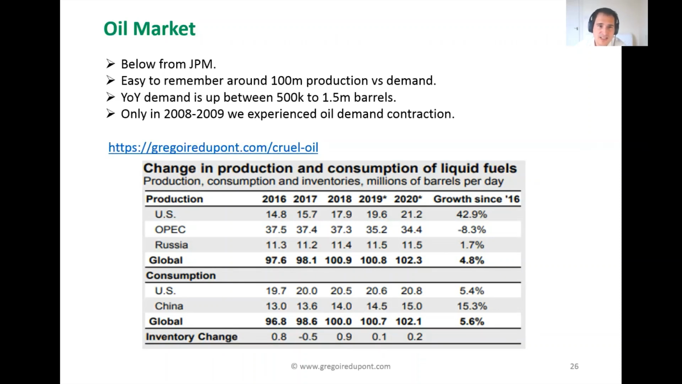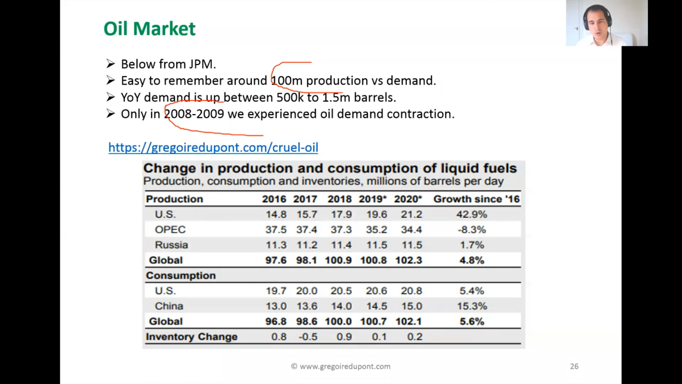I did, I think at the end of 2018, a blog explaining how to do supply and demand for oil. What you should remember is year-on-year demand is normally up on average between 500,000 barrels and 1.5 million barrels, and production is around 100 million. Over the last 20 years, the only time we experienced a contraction in oil was in 2008, 2009. So each time you read a tweet or hear someone saying oil demand is going to come down by 1-2 million, that is just complete bullshit most of the time, because that is pricing the end of the world.